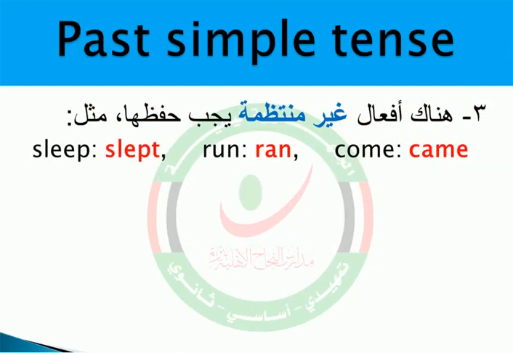The irregular verbs, you must keep them. For example, sleep, slept, run, ran, come, came. So the irregular verbs, you cannot add ed at the end of these verbs. So you have to keep them.